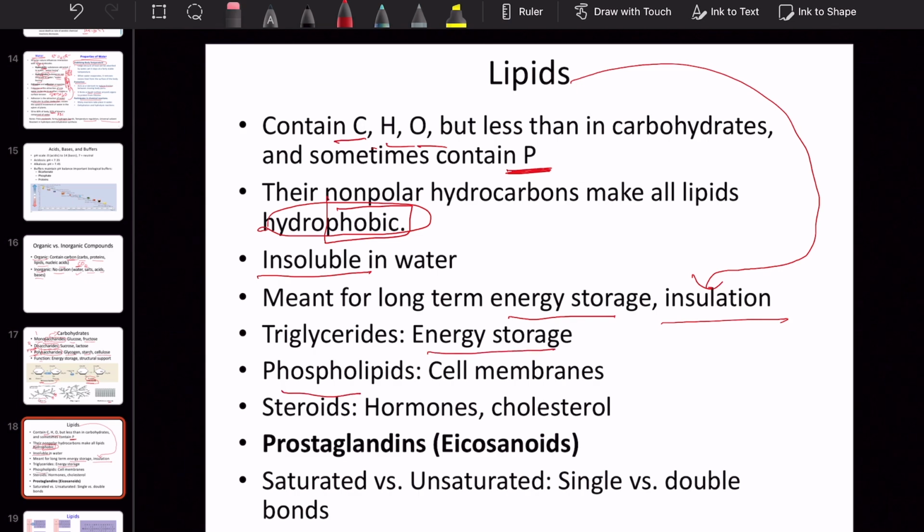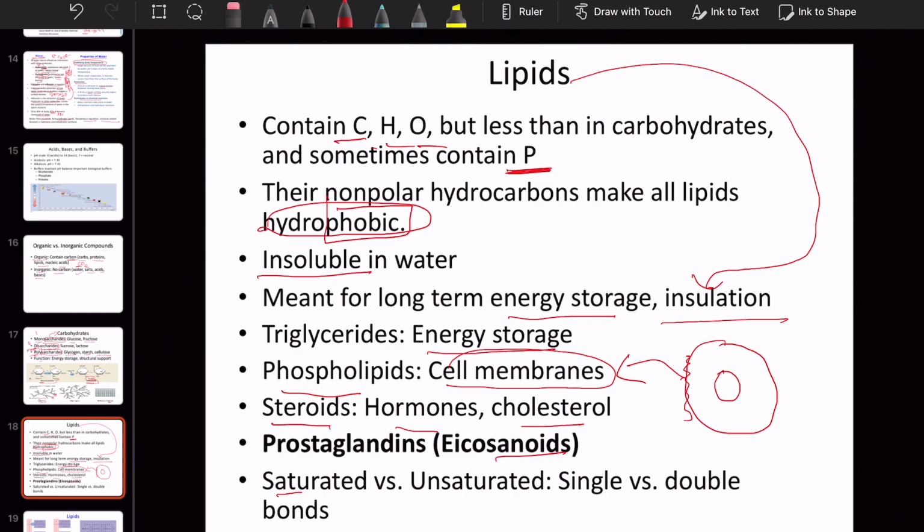Phospholipid is an example of a lipid found in the cell membrane. We're going to study the cell in a later chapter. This is a cell, this is a cell membrane. They're made with phospholipids. Then steroids, which are hormones, and cholesterol. They are examples of lipids. Then prostaglandins and eicosanoids. These are all examples of lipids.